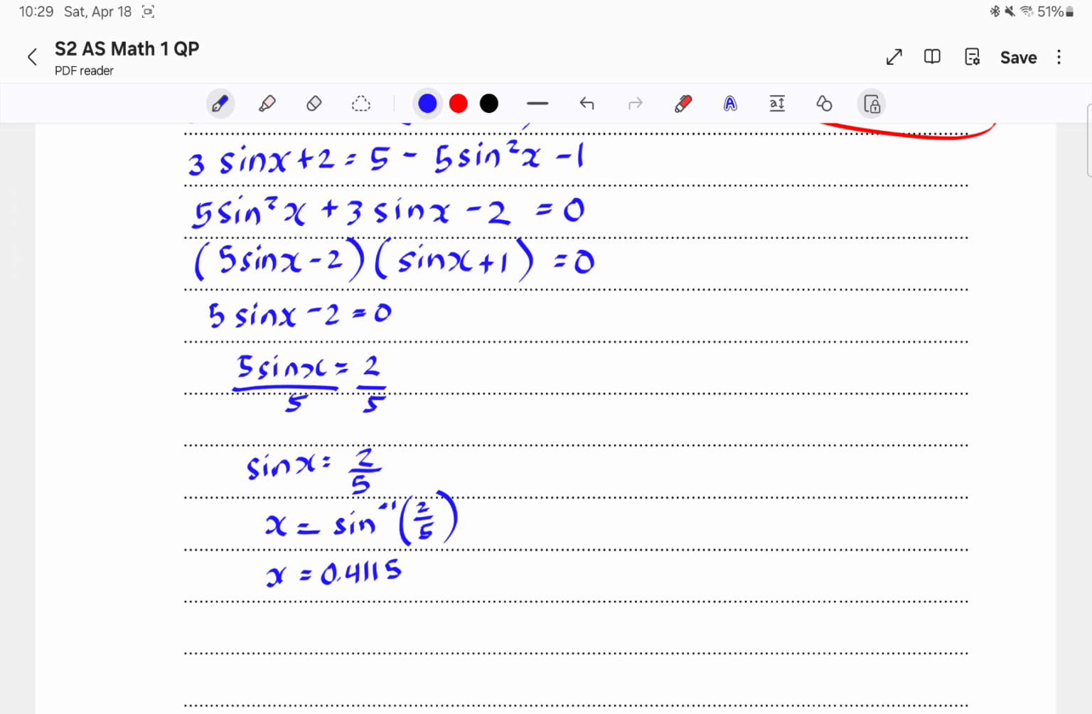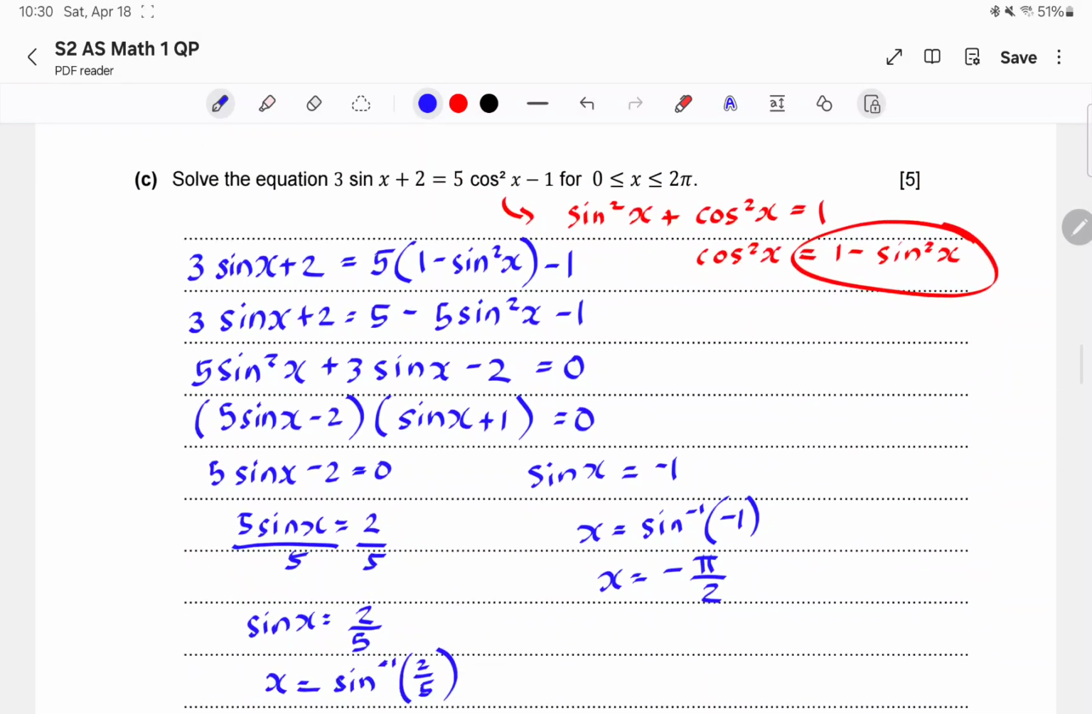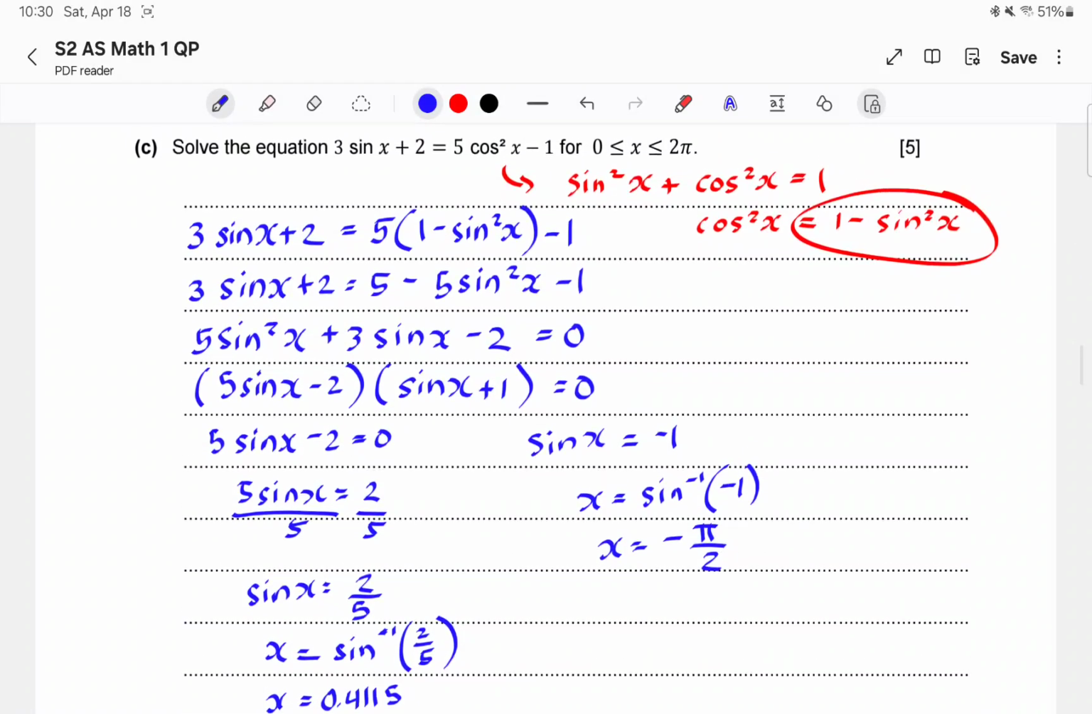Before I find the other one, I'll find the other factor, and then I'll show finding the other solutions using a graph. So let's have sine x equal to negative 1. x equals arc sine, the inverse of sine, of negative 1. That's x equals negative pi over 2, and negative pi over 2 is not within our domain. Our domain is from 0 to 2 pi.